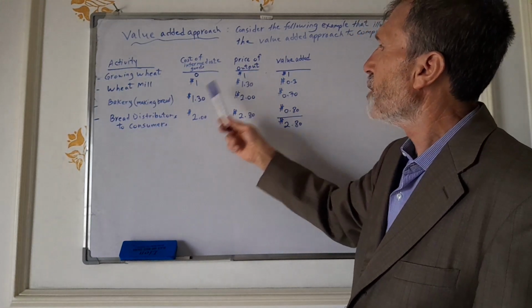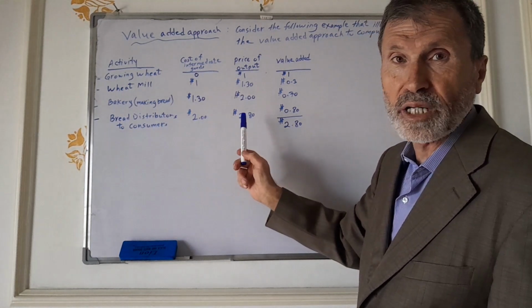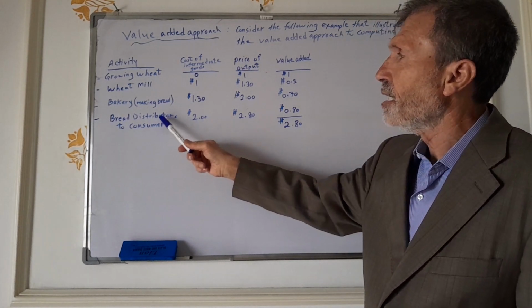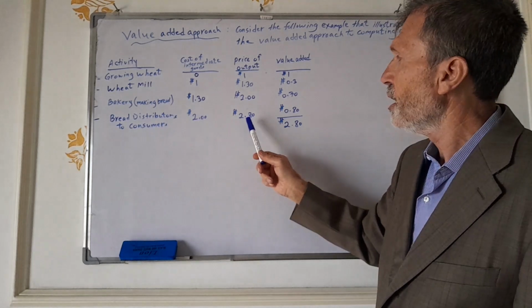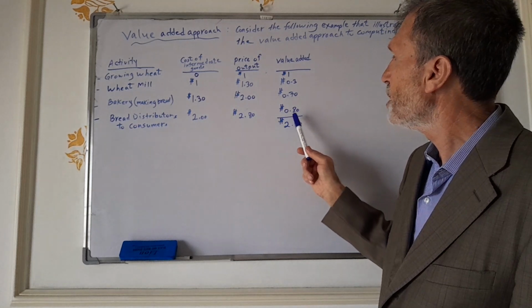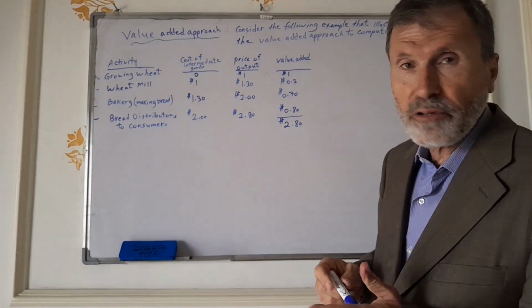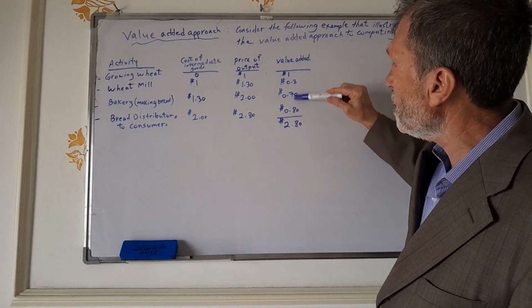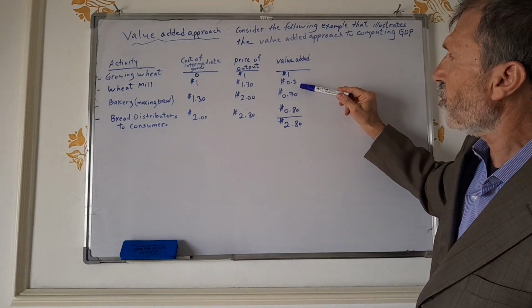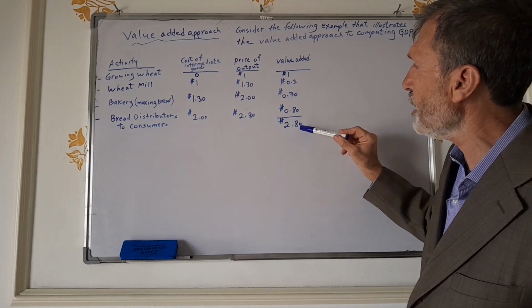Now, the bread distributor receives the bread for $2 and will sell it to the consumers for $2.80. Therefore, the value added in this last stage of production is $2.80 minus $2, and we come up with 80 cents. Therefore, GDP is the sum of the value added in all stages of production. $1 plus 0.30 plus 0.70 plus 0.80, we come up with $2.80.